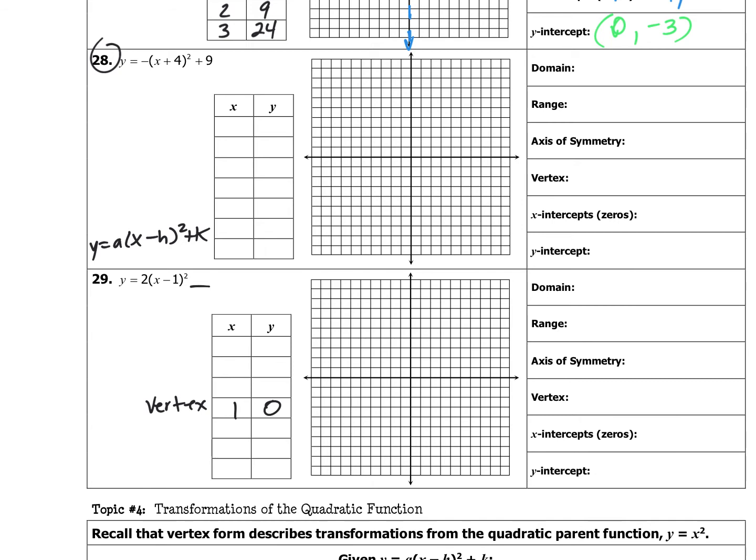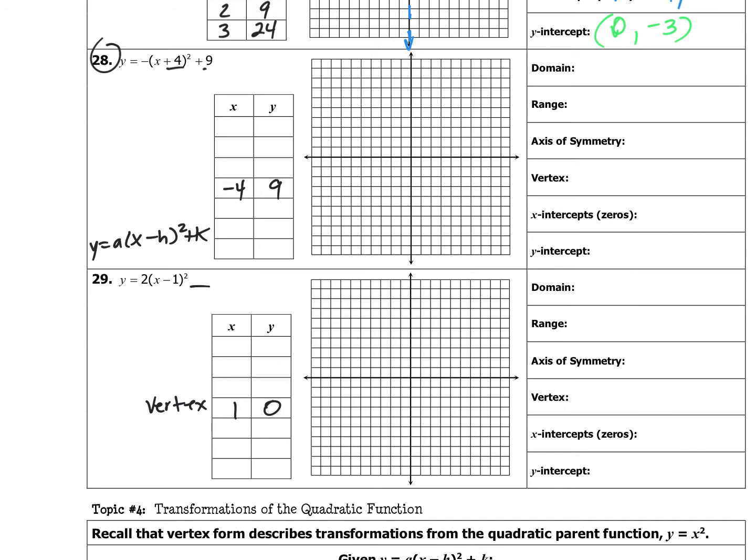And let's go up here to 28 real quick just to get the vertex. The x is always the opposite, so it's not +4, it's -4. And then 9 is the y value of the vertex. All right, so that kind of helped you get started on number 28.